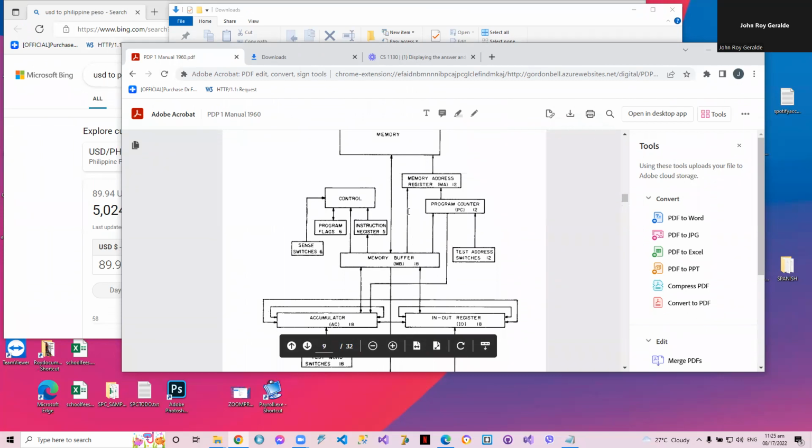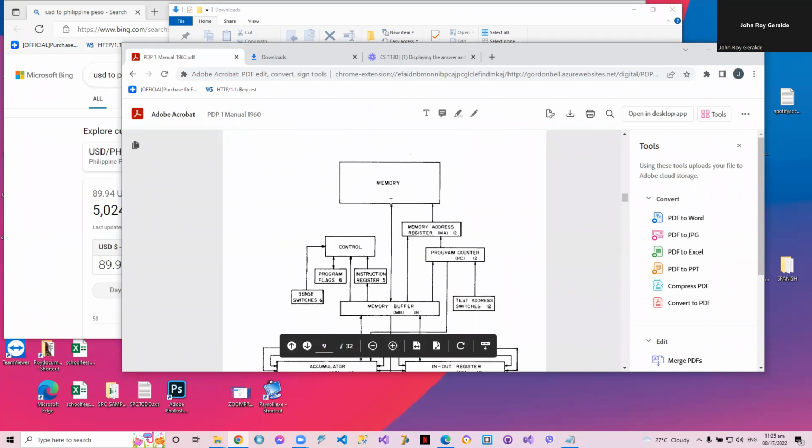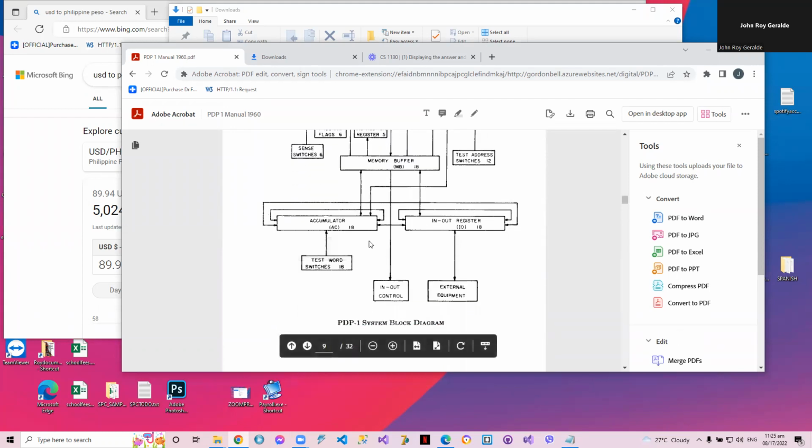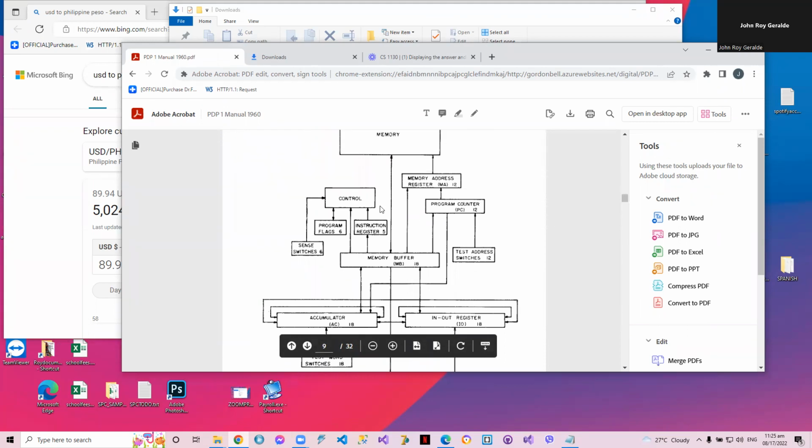If you look at the structure, it's very much like the IAS. It has a main memory. It also has a memory address register and a program counter, which are registers present in the IAS. Likewise, we also have the popular accumulator. Like the IAS, it has an accumulator which is 18 bits. It has an input output unit, and it can be attached to an input output register connected to external equipment.